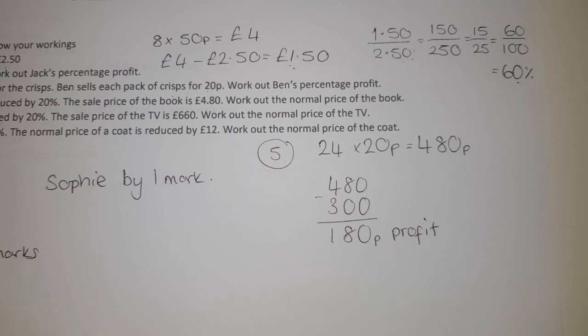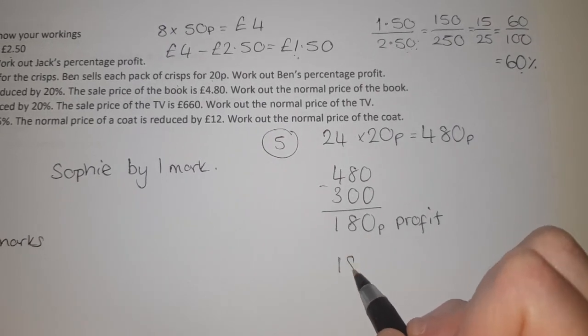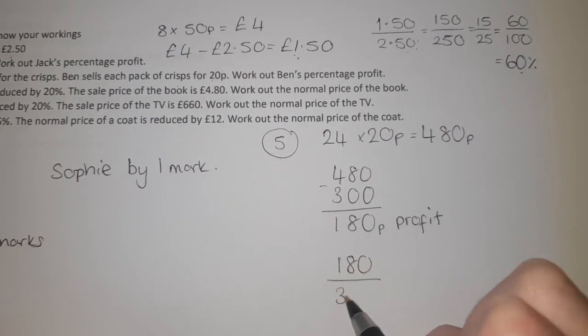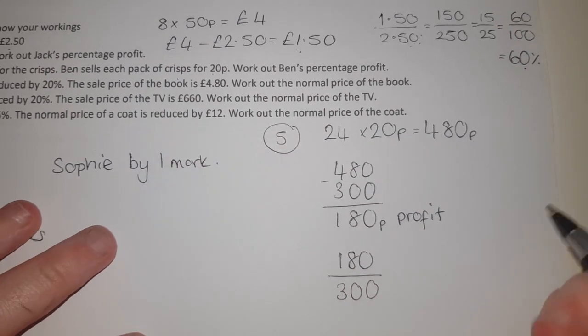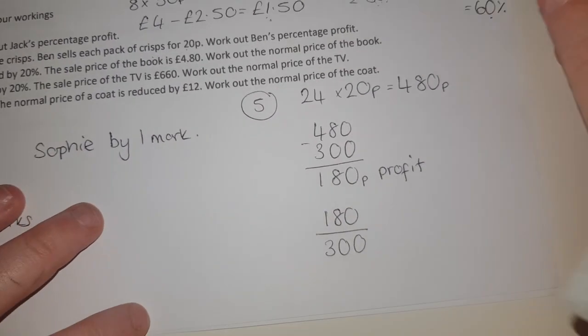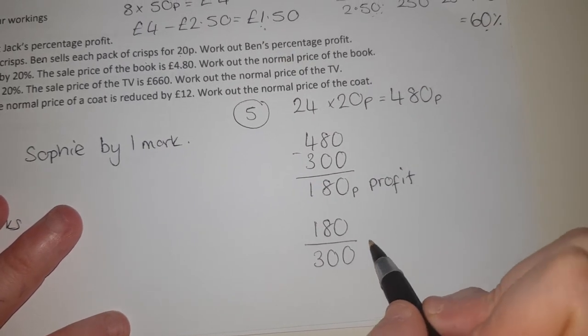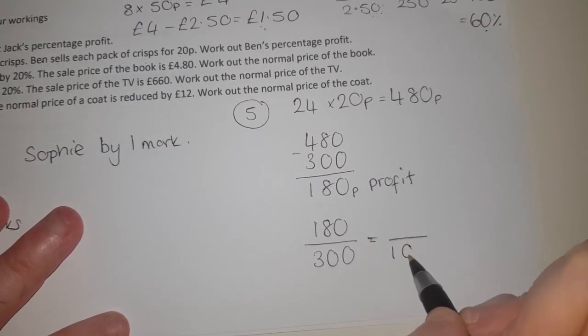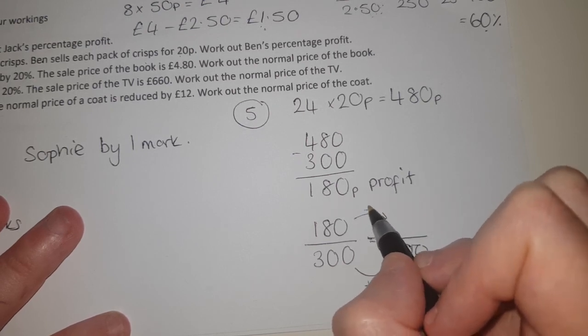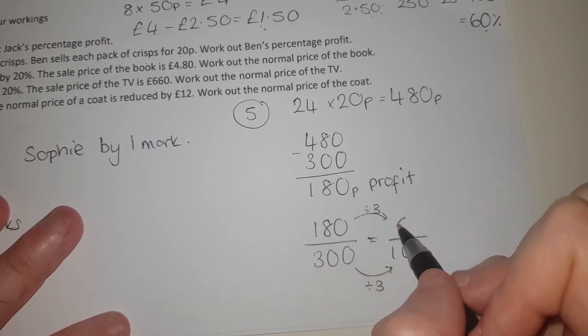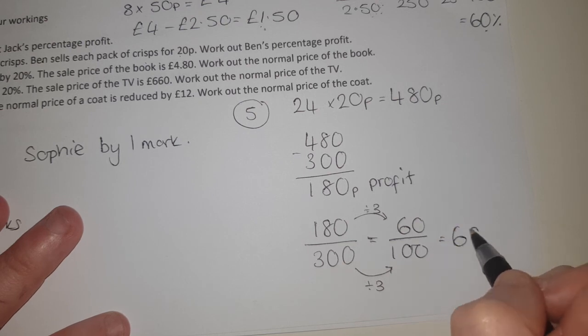Again, we want that as a percentage. So we want 180 out of the original 300p he paid, or the £3 he paid, and we want to turn it into a percentage. To turn anything into a percentage, you just need it out of 100. So if I want this to say 100, all I'm doing is dividing by 3. So I do the same with the top. 180 divided by 3 is 60. So again, he made 60% profit.